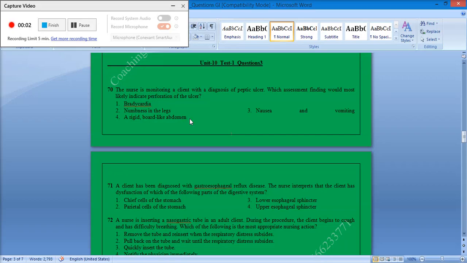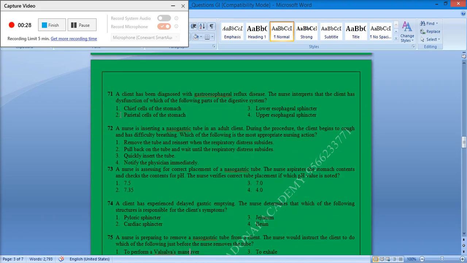Unit 10 Test Questions 3 70. The nurse is monitoring a client with a diagnosis of peptic ulcer. Which assessment finding would most likely indicate perforation of the ulcer? 1. Bradycardia. 2. Numbness in the legs. 3. Nausea and vomiting. 4. A rigid board-like abdomen. The correct answer is a rigid board-like abdomen.